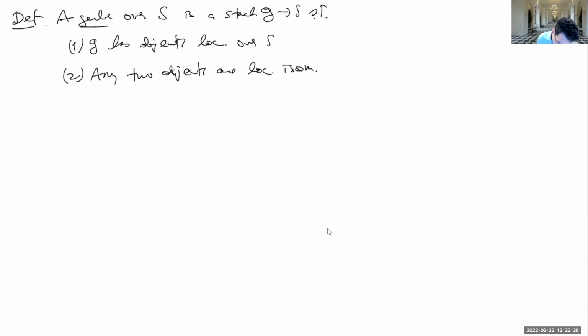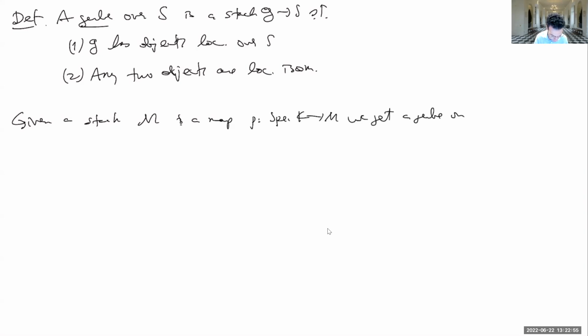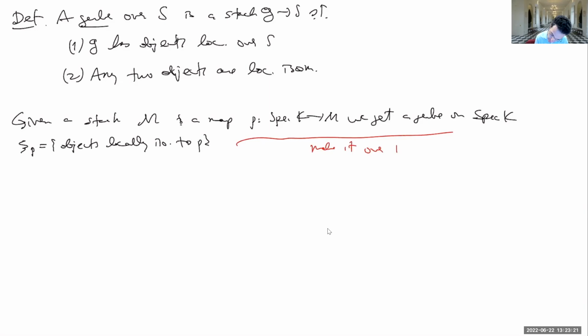So, for instance, one way to get such a thing, at least approximately speaking, is given a stack such as M, and a point and a map from Spec of K to M, we get a gerbe on Spec of K. This gerbe is going to be trivial. Let's just leave it as K right now. It's the objects locally isomorphic to P, and if you're more careful, you really should make it over a smaller field, the residue field of P, instead of just over K, where you're just making a trivial gerbe.